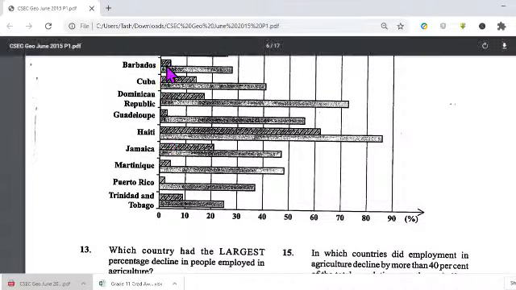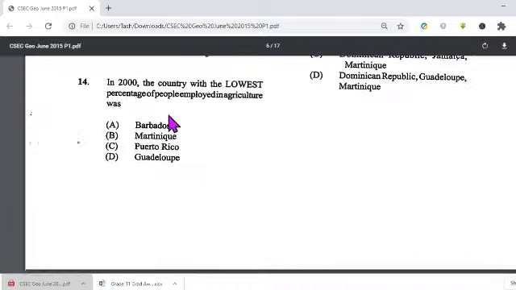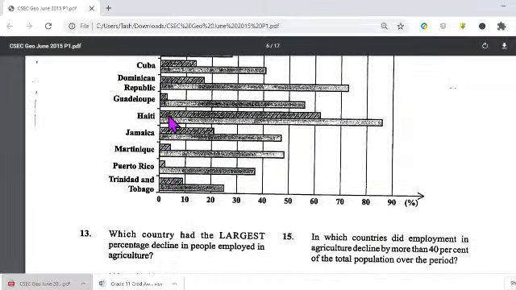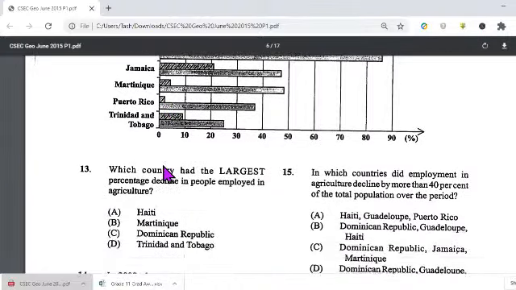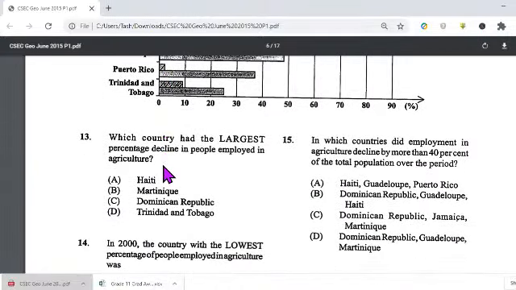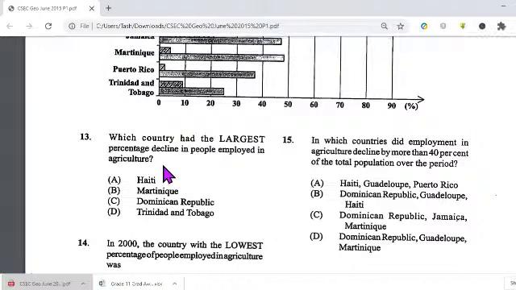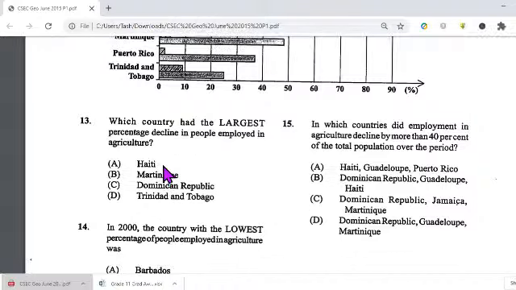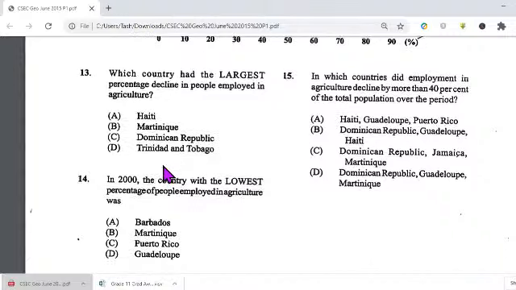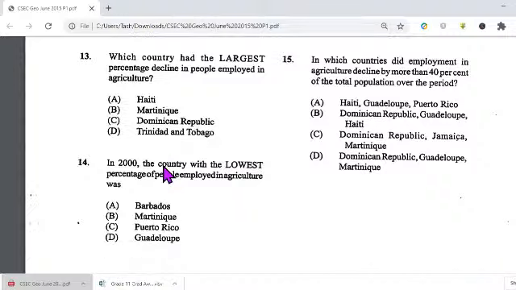And Barbados, Guadeloupe is still smaller. And the final one is Puerto Rico. So Puerto Rico looks like the smallest. And the question did say the country with the lowest percentage of persons employed in agriculture in that year. So for 14, our answer is going to be letter C.